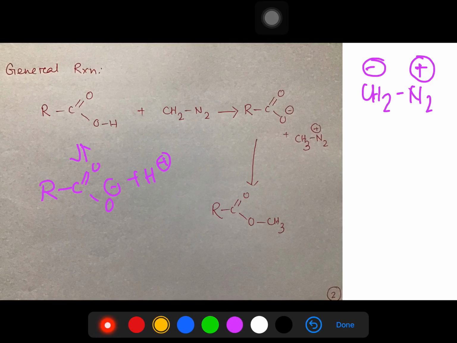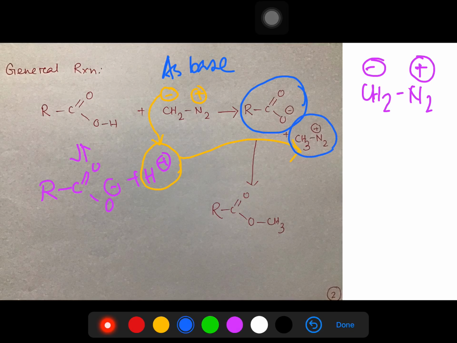So you can see there is a proton, electron deficient, and this carbon is electron rich. So we can consider that in this case diazomethane abstracts this proton, and it is converted to CH3N2 plus. So in this case diazomethane is acting as a base. It is an acid base reaction, and carboxylic acid is converted into carboxylate anion, and diazomethane is converted to CH3N2 plus.